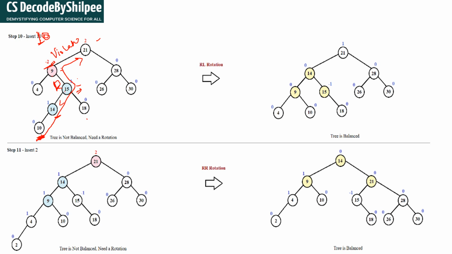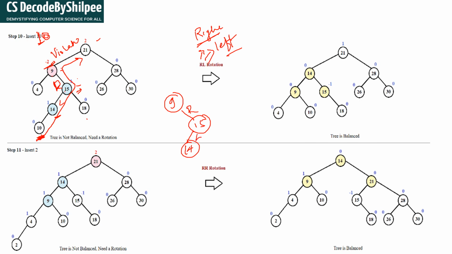So what type of problem is it? It is a problem of RL. So first what will we perform? We have to perform right rotation, then we perform left rotation, right? Don't be confused about why left and right. Left means you come to the left side, and right means come to the right side. Here you have to perform rotation between 9, 15 and 14 only. In these 3 nodes you have to perform rotation.